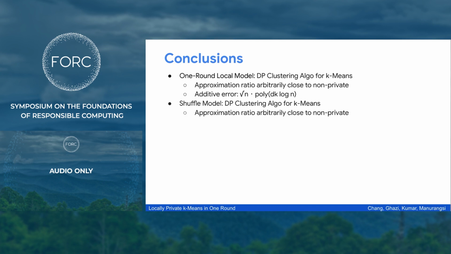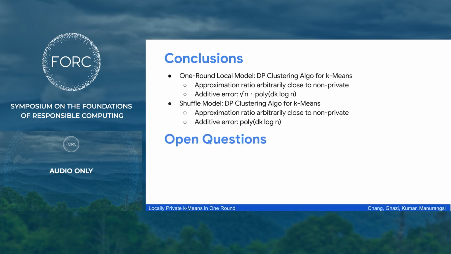In the shuffle model, we once again get approximation ratio arbitrarily close to any non-private algorithm. And furthermore, the additive error in the shuffle model is only polynomial in d times k times log n. And note here that these guarantees roughly match the guarantee in the central model. In other words, these results subsume the result for k-means in our previous papers.